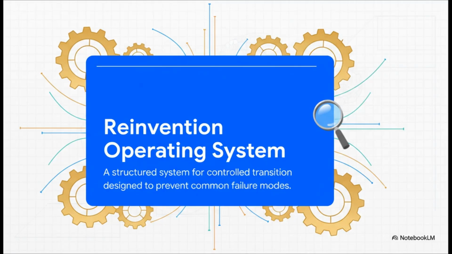So let's look at the formal definition. It's a structured system for controlled, deliberate professional transition designed to prevent common failure modes. The keywords to really latch onto here are structured, controlled, and deliberate. The whole point of this architecture is to move away from chaotic, reactive career moves and toward a process that's engineered to anticipate and mitigate those classic failure points from the very beginning.